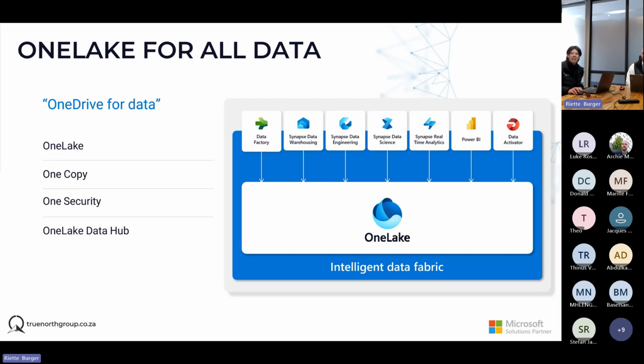Right, so OneLake is like a OneDrive for data, which is automatically provisioned with every Fabric tenant. So this is built on top of Azure Data Lake Storage Gen 2 and supports any file type, structured or unstructured. All Fabric data items like data warehouses and lakehouses will automatically store their data in OneLake in Delta Parquet format.